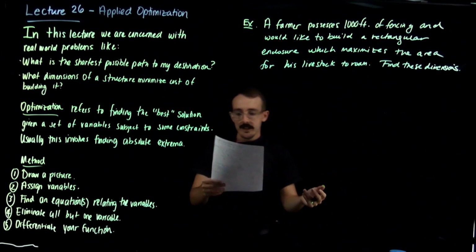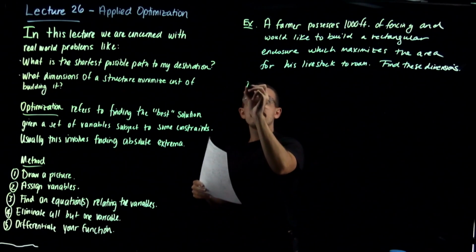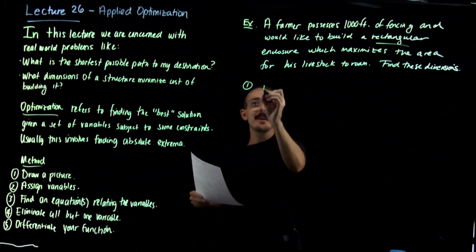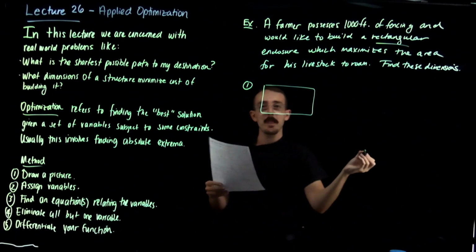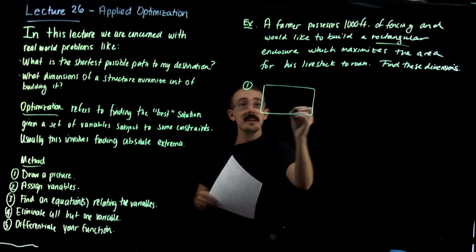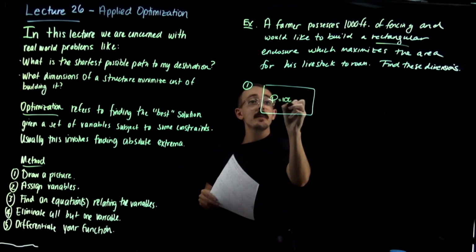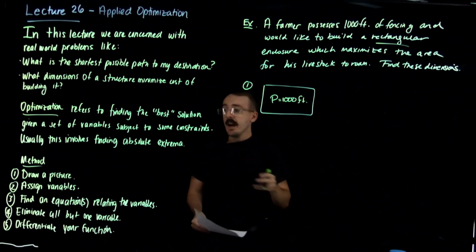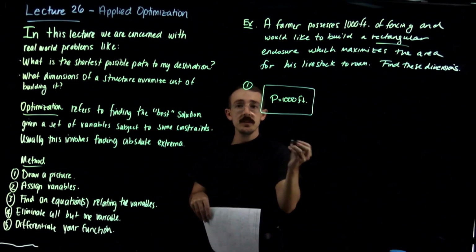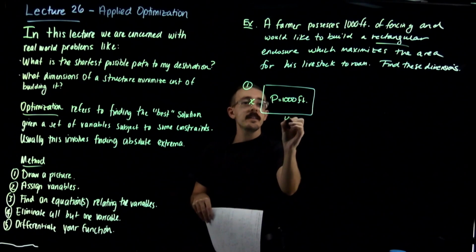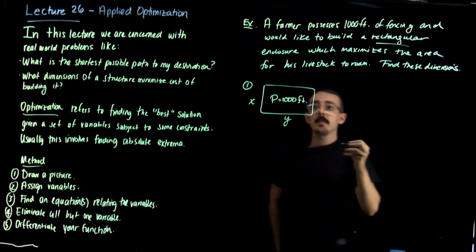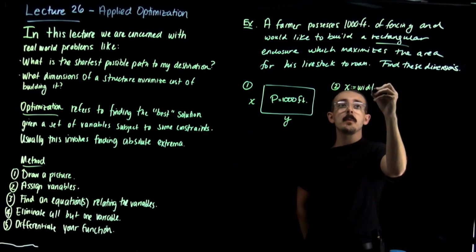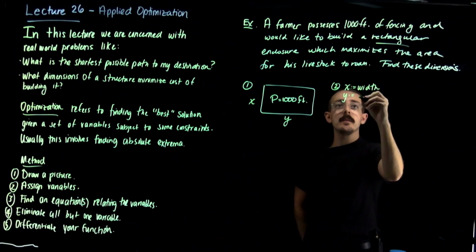All right, so let's draw the picture. This time, for 1, the picture's not so complicated. I have to draw a rectangle, so there it is. I know that I have 1,000 feet of fencing, so that is called the perimeter. So I know that my perimeter is 1,000 feet. I should assign some variables to what's going on. The 2 things I need to worry about here are the length and the width of the rectangle. So for 2, this is going to be the width, my x, and y is going to be called the length.